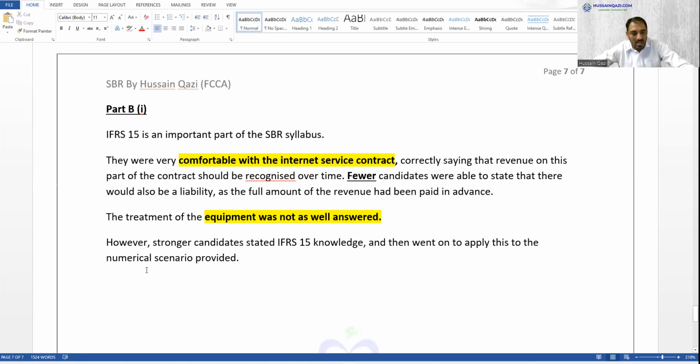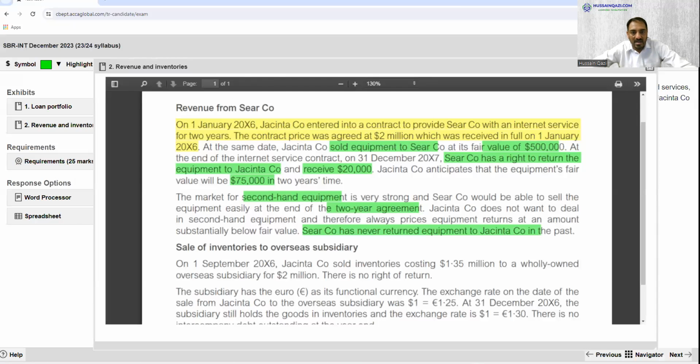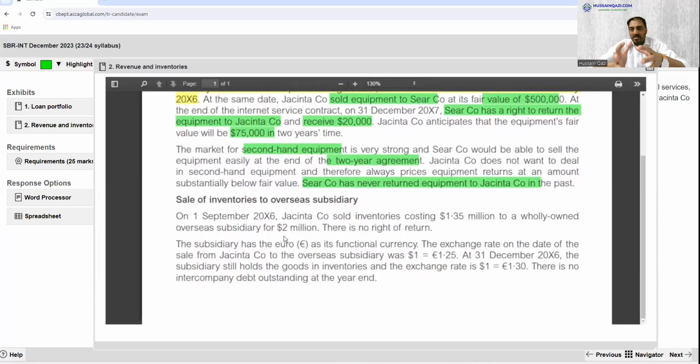Part B2 is something related to group accounts. It's very simple: the sale of inventory to overseas subsidiaries, and how to account for it in the individual books as well as in the consolidated books. It's very simple.